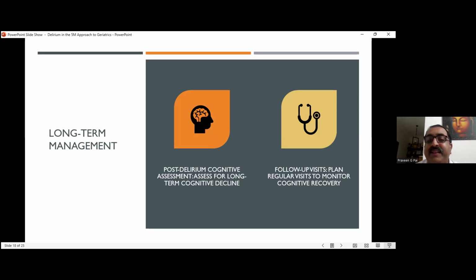Even in this case, this particular slide I have made in connection with delirium. Sometimes, if it is not a terminal delirium, we are trying to reverse it or better it. So post delirium, we have to keep on doing cognitive assessment, and again assessing for long-term cognitive decline, and functional decline also has to be considered.